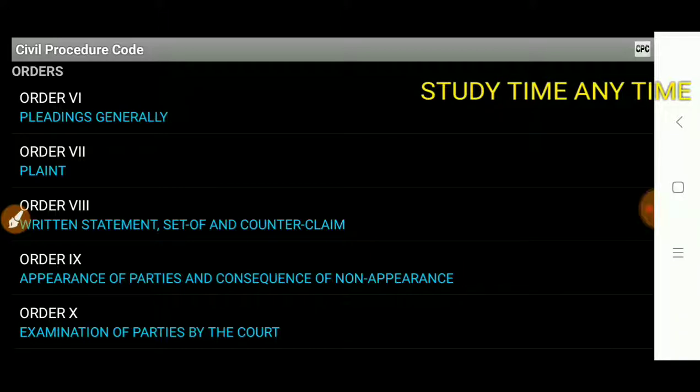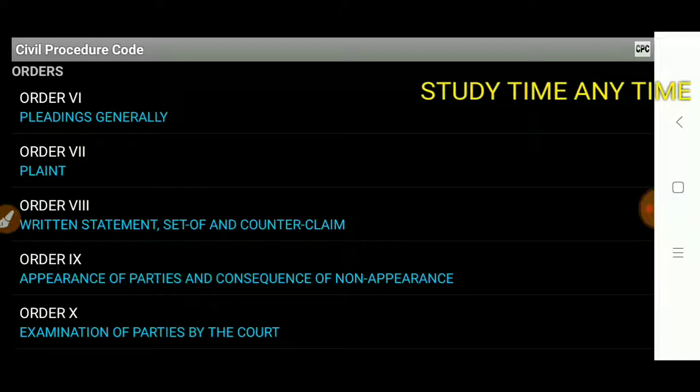Then order 8, that we have. Order 9 is the appearance of the party and consequence of non-appearance. This order is mostly concerned with how the parties appear. If the plaintiff appears, the suit will continue and defend. If the plaintiff does not appear, the suit will be dismissed in default, and if the defendant does not appear, then he will be proceeded ex parte. Similarly, if an ex parte decree has been passed against the defendant, then he has to set aside that decree, and that is mentioned in order 9 rule 13.